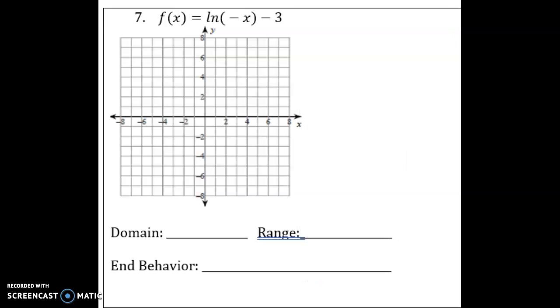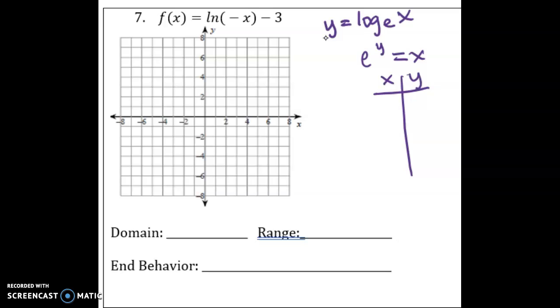So we have the ln of negative x minus 3. So remember, the ln is just y equals log base e of x, and we can switch that into an exponential, e to the y power equals x. We got negative 1, 0, 1 in for y, and then our x's are 1 over e, 1, and e. And again, remember, e is about 2.7.